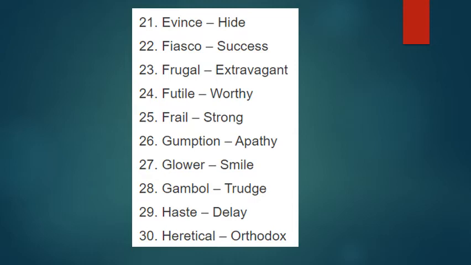Gambol is dancing, jumping, running. And trudge is walking slowly, walking leisurely. That's trudging, walking very leisurely. It may be due to exhaustion or tiredness, or due to harsh conditions. And gamboling is dancing, jumping, running. Now haste, in a hurry, and the opposite of that is delay.